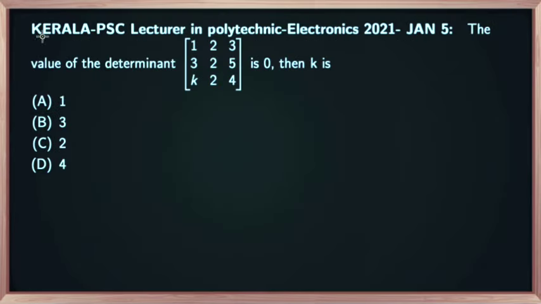In this question, the value of the determinant with rows 1, 2, 3, then 3, 2, 5, and k, 2, 4 is given to be 0, and you are asked to find the value of k. You can do the conventional way of calculating the determinant, or an easier way: if the columns of the matrix are linearly dependent, then the determinant must be equal to 0.